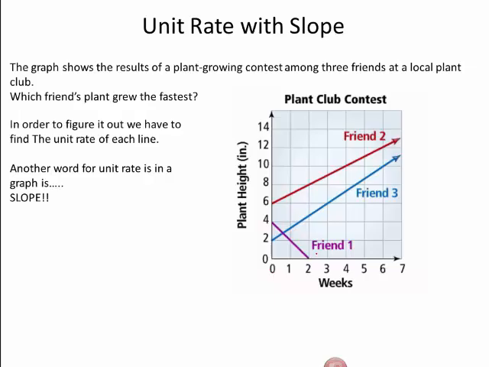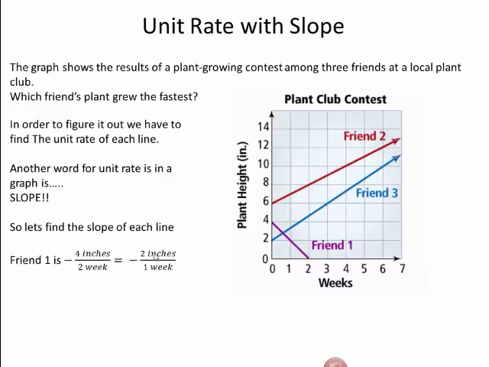What happened to friend 1's graph or plant? It looks like it died. So what kind of slope is that again? It's a negative slope. So now remember, rise over run. I'm going from this point to this point. I'm going up 4, but I'm running 2 because the graphs don't have the same units. So that would reduce to -2 inches per week. Let's look at friend 2.